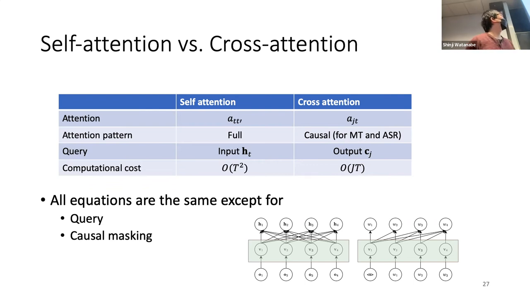And note that algorithmically, what we change is just changing the query and making it a causal attention. And in the previous lecture, I mentioned that this kind of causal relationship can be easily reflected by using a masking technique. So source-target or cross attention versus self attention has only this difference.